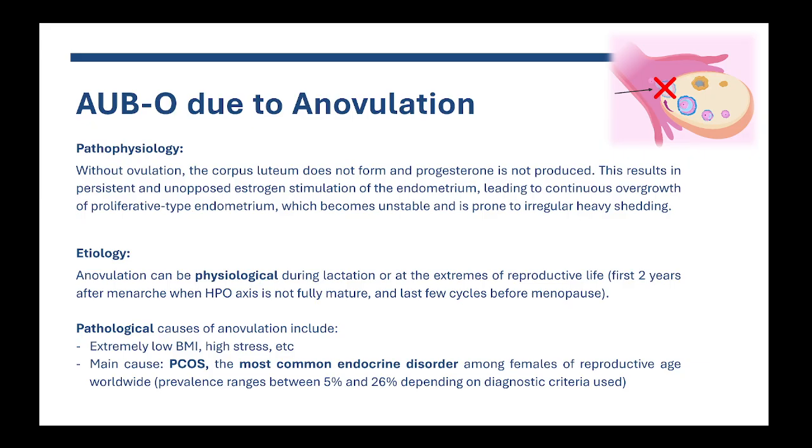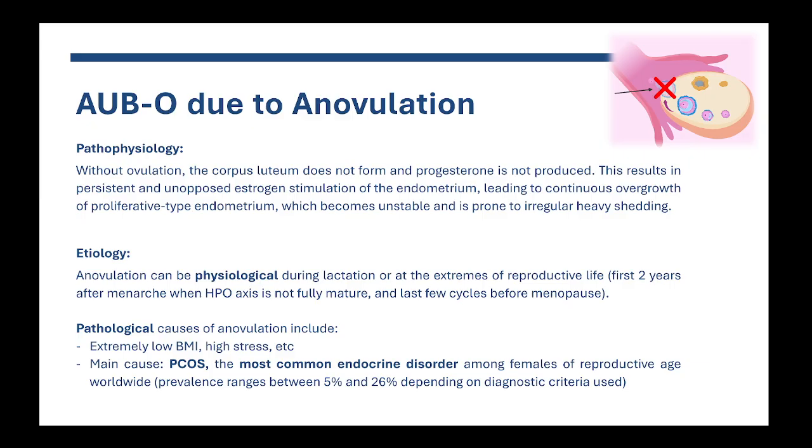So that thick proliferative type endometrium will become unstable eventually and will be prone to irregular heavy shedding in an unpredictable way. So it can happen anytime, after a month, after 3 months, every 15 days. It can be very unpredictable.